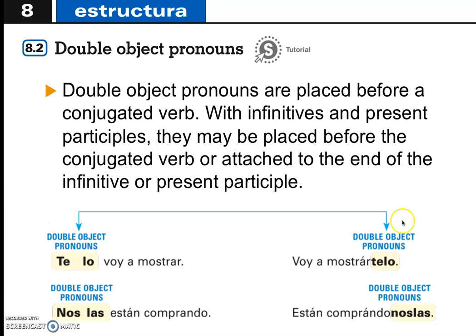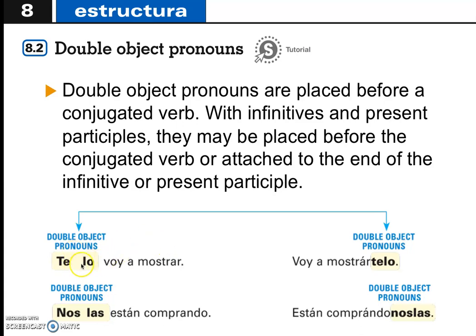I know it seems complicated, but with a little bit of practice, you see the pattern, all right? Double object pronouns are placed before a conjugated verb, like all the examples we just saw. But when there's an infinitive or a present participle, you can place them before or after. Remember that if you place it after, you have to put an accent mark on it, like in this example: Voy a mostrártelo, with an accent mark.